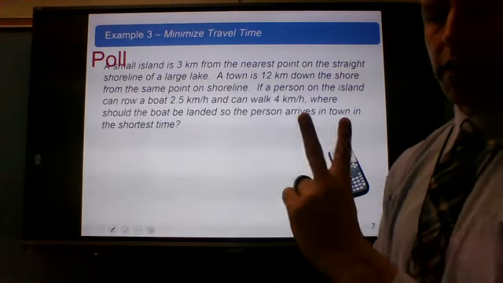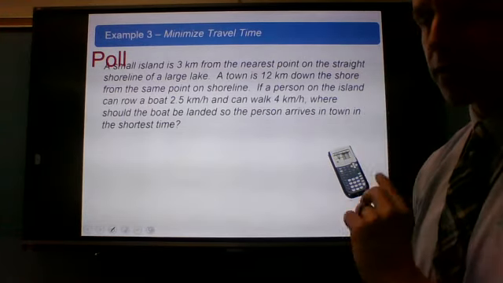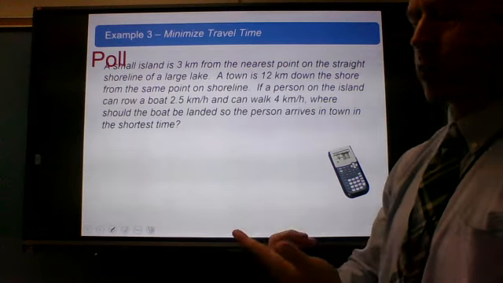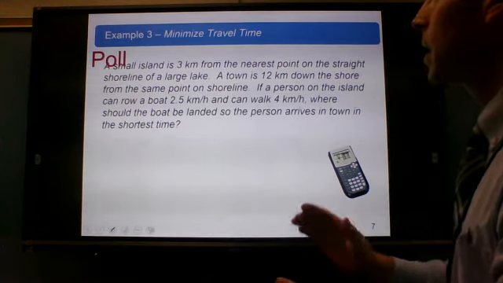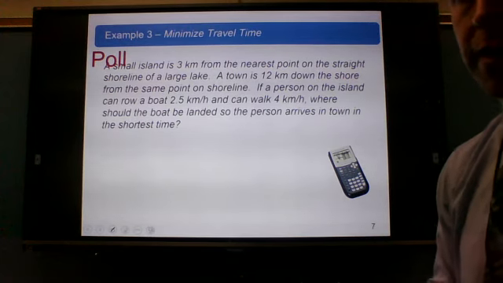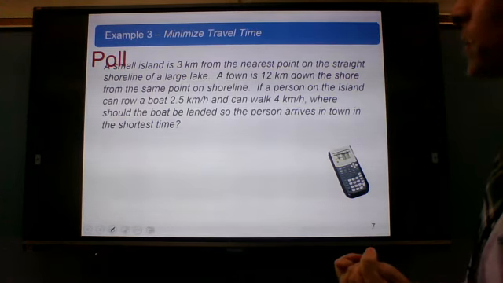Questions 1 and 2 both asked us to maximize. So question 1 was maximizing concentration. Question 2 was maximizing the area. This one we're actually going to try to minimize. We're going to minimize travel time.